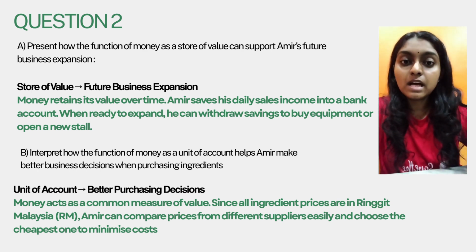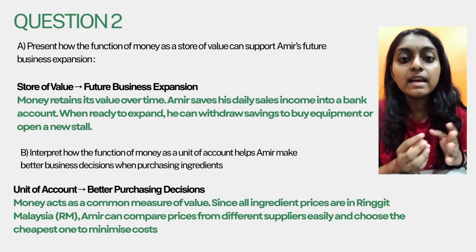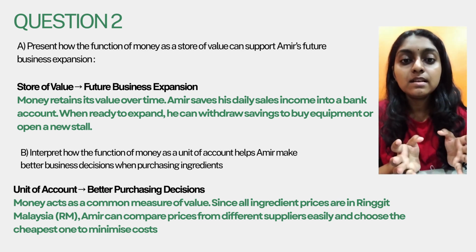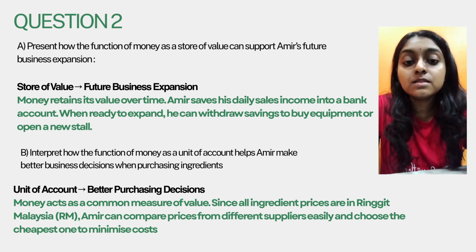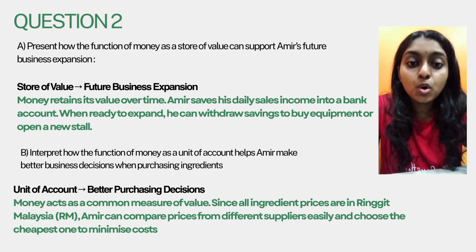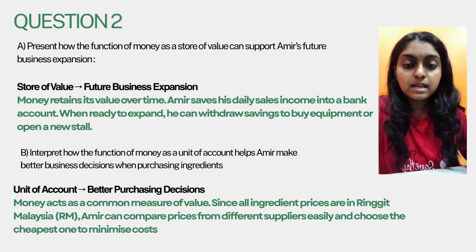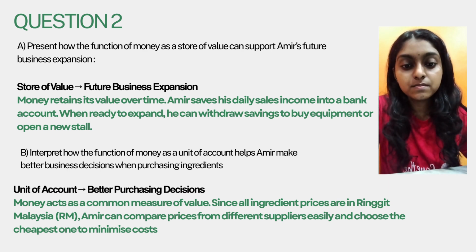So in the scenario, Amir saves a part of his income in his bank account after selling burgers at the night market. Why did he save the money in his bank account? Because money holds its value over time. So when he saves the money today, it can be used in future anytime he wants to use it.